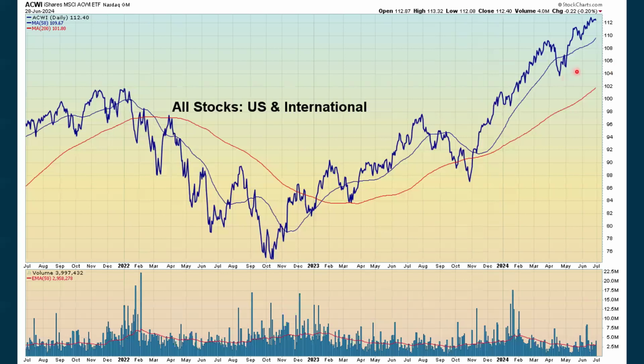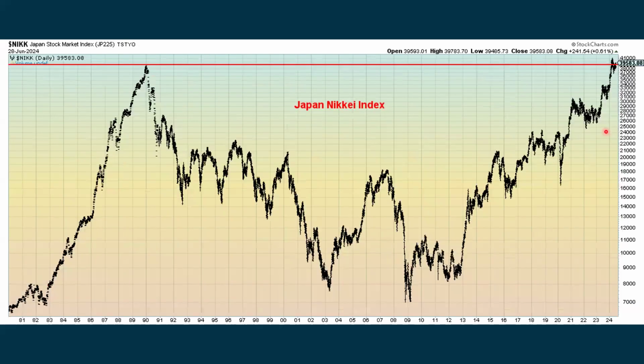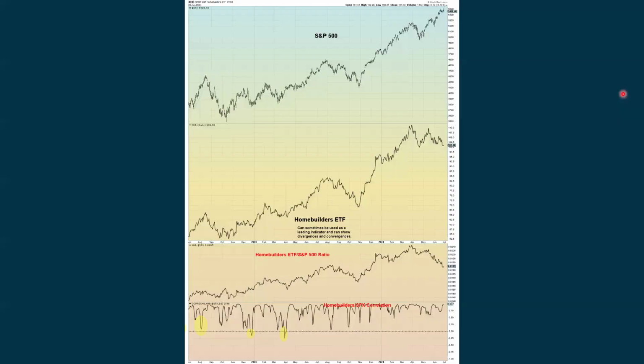All stocks, also US and international stocks, continue to be in an uptrend. Emerging markets showing a little bit of improvement here, but not really breaking out, but still in an uptrend. And the Japanese Nikkei index coming back up to the levels that were set back in 1989, trying to set a new all-time high. The small micro cap stocks are still in an uptrend, but really have been chopping sideways, as has been the small caps.